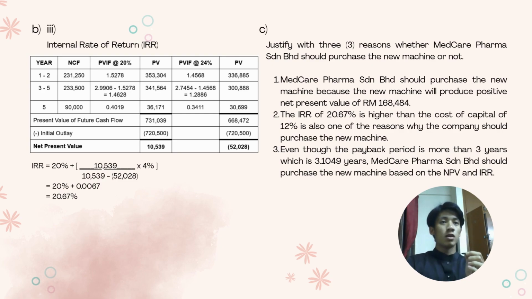On question C, we need to justify with three reasons whether Medcare Pharma should purchase a new machine. The first reason is that Medcare Pharma should purchase a new machine because the net present value is positive, with a value of 168,484. The second reason is the IRR. We got 20.67%, which is higher than the 12%. And the third reason, even though the payback period is 3 years, we got 3.1 years, and we think Medcare Pharma should purchase the new machine.